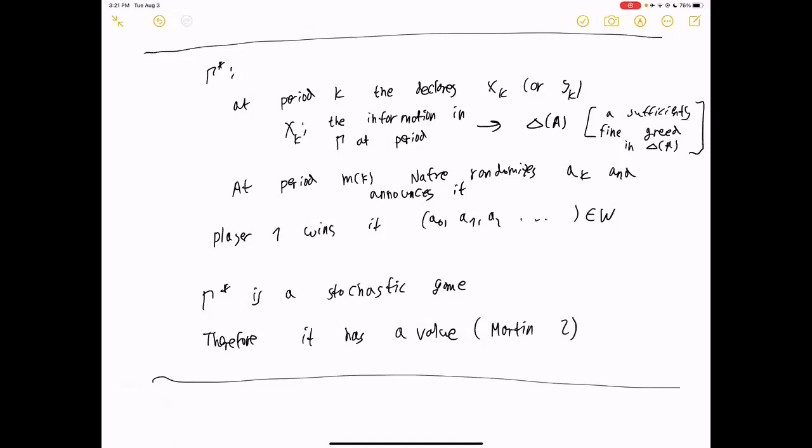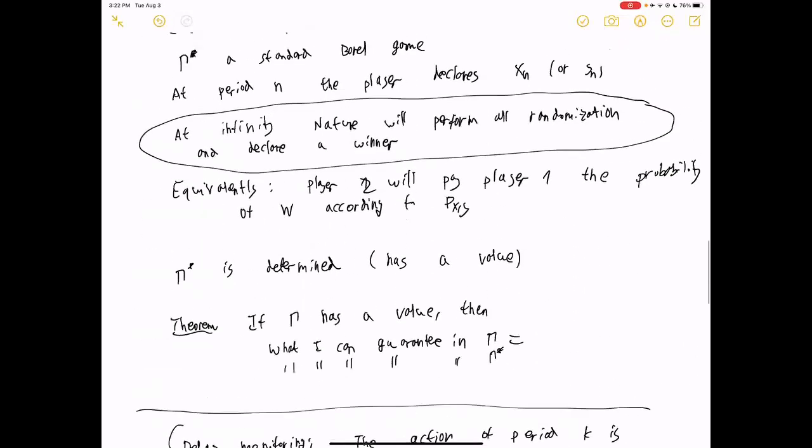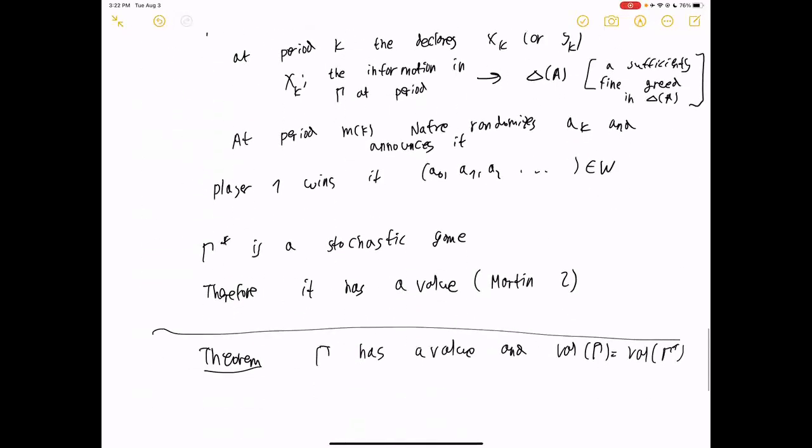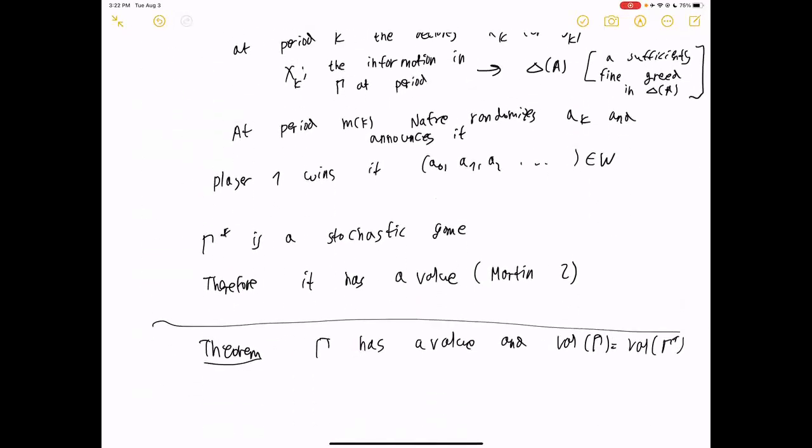You all agree with me that gamma star is determined, it has a value. And I'm going to prove to you that gamma also has a value, and val gamma equals val gamma star. I'm going to have a very simple proof for it, but it's not completely trivial. Why is it not completely trivial? Because I already gave you a gamma star that looks very, very similar, and that one we saw that the fact that gamma star has a value didn't imply that gamma has a value. So I still need to tell you why the fact that this gamma star has a value implies that gamma has a value and it's the same value, okay?